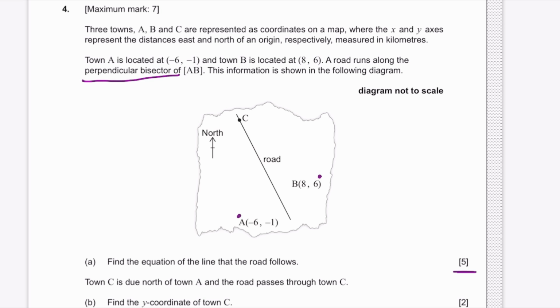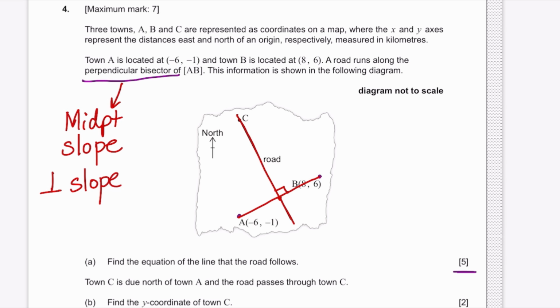So here is the road, and it runs along the perpendicular bisector of AB. That is important. The perpendicular bisector requires that you find the midpoint because it has to go through the center, because that's what bisector means. You're going to have to find the slope, which is called the gradient, for AB. And because it's perpendicular, you're going to have to find the perpendicular slope. Remember, the upside down T is the symbol for perpendicular.